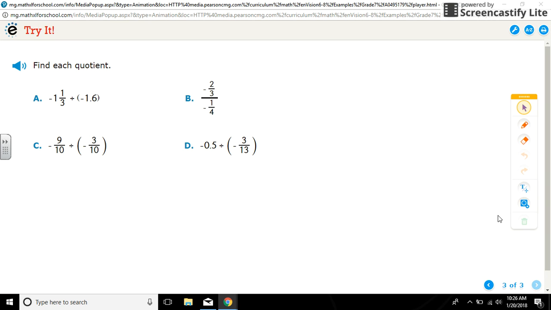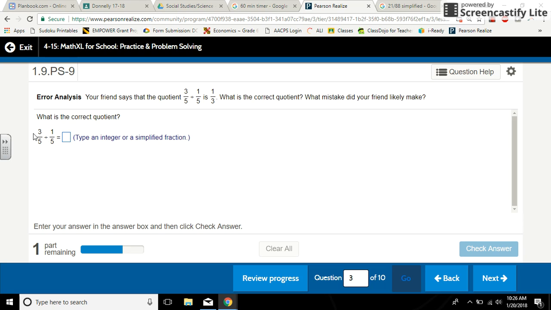And here's just practice on the try it. So you can do these practice ones, but it's not going to tell you if you're right or wrong. I would just come back to here and say, okay. So these are both fractions, and you can actually do this one pretty easily and quickly. Your friend says that the quotient 3/5 divided by 1/5 is 1/3. What is the correct quotient? What mistake did your friend likely make?